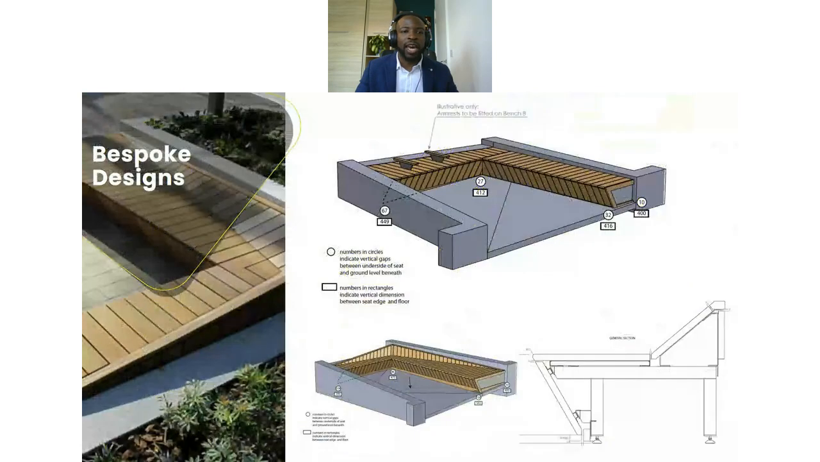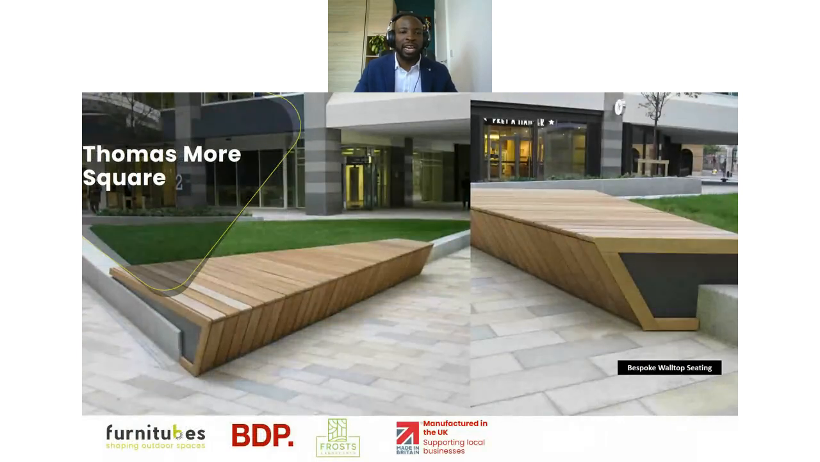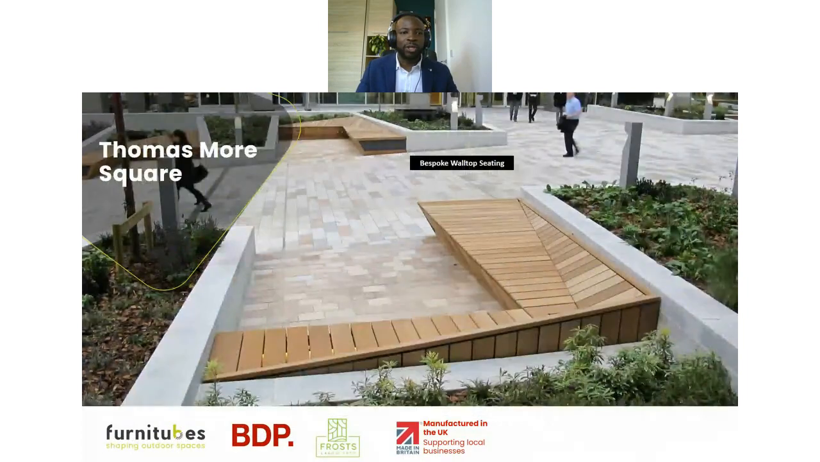And finally, another bespoke job that we did was at Thomas More Square. This was actually quite unique because it also required some integrated lighting as well. And this is what we were able to achieve.